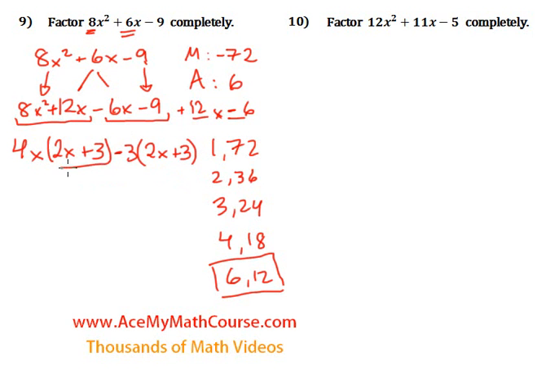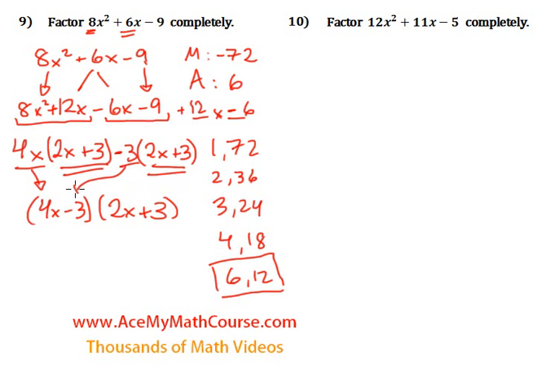Now look at this. These are the same. And that's what we needed. So we have 4x minus 3 times 2x plus 3. And this is factored by grouping, right? This goes over here. That goes over there. And we just need to repeat the 2x plus 3 only once. So that is the fully factored form of 8x squared plus 6x minus 9.